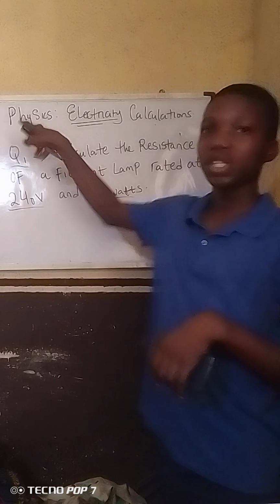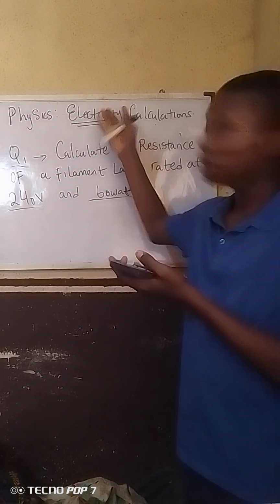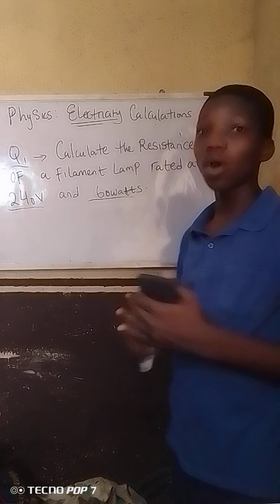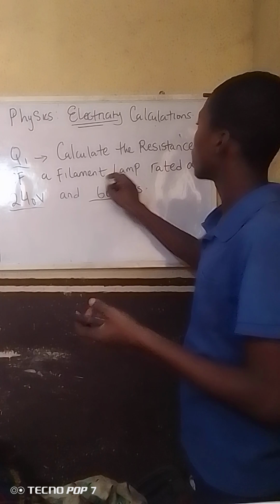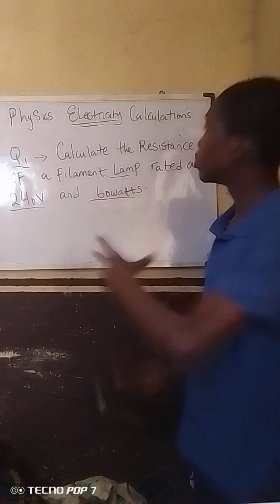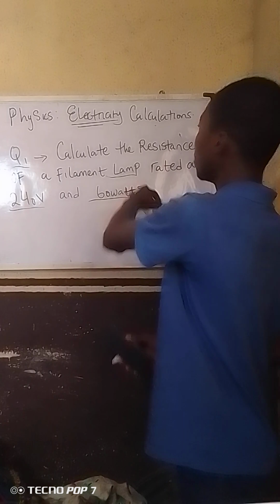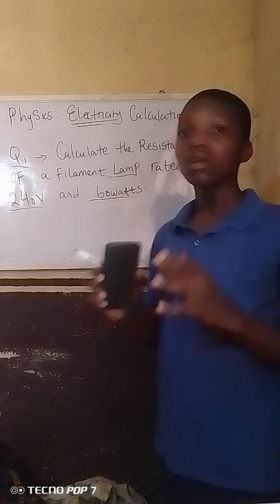Now let's consider a physics question. Calculation of electricity, okay? We already know what electricity is. We have it in our various homes. We have a lamp in our various homes. But let's calculate something very special today. We have to calculate the resistance of a filament lamp rated at 240 volts and 60 watts.